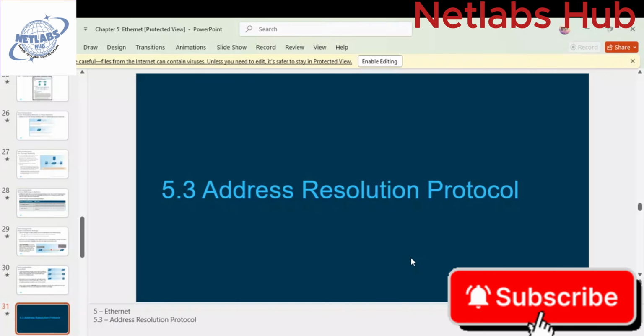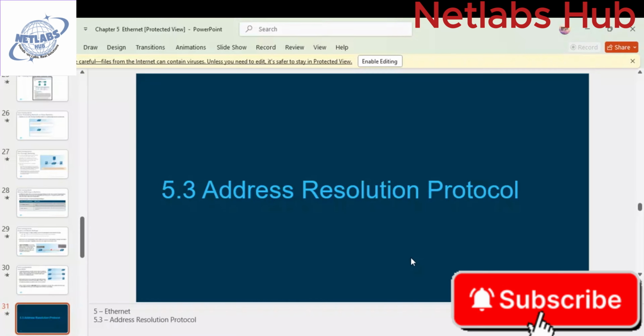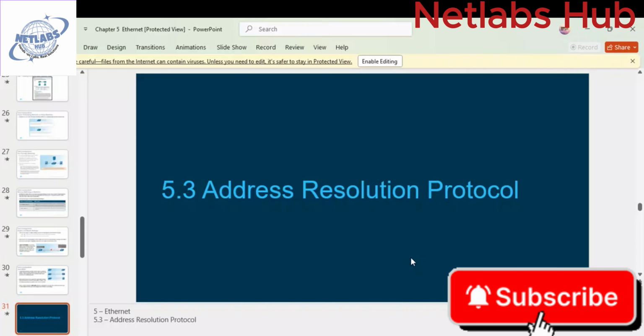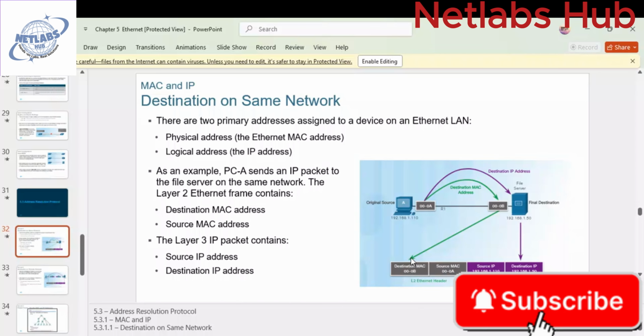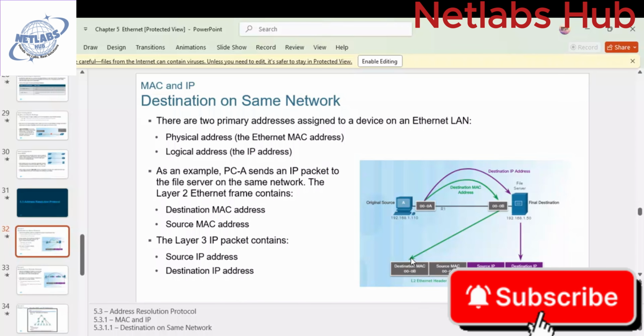So next slide is address resolution protocol. In summary, this is a protocol that is used to identify the IP address that should be mapped to a specific physical address. So there are two primary addresses assigned to an Ethernet LAN. You find that there is physical address, then there is logical address. So logical address, this is the IP address, and the physical address, that is the MAC address.